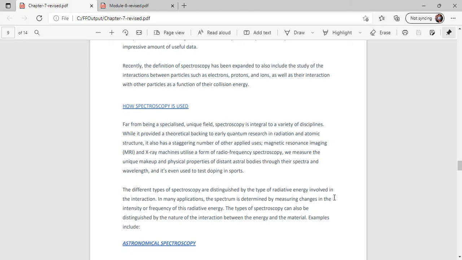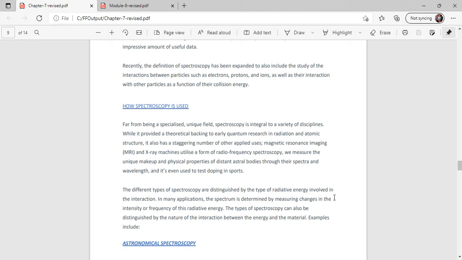Far from being a specialized or unique field, spectroscopy is integral to a variety of disciplines. While it provides a theoretical backing to early quantum research in radiation and atomic structure, it also has a staggering number of other applied uses, like magnetic resonance imaging and X-ray machines, which utilize a form of radio frequency spectroscopy.